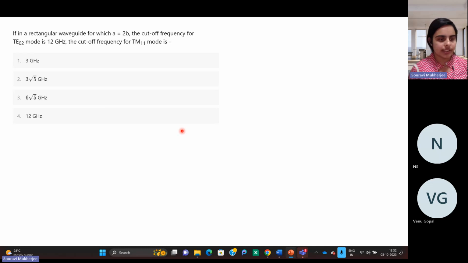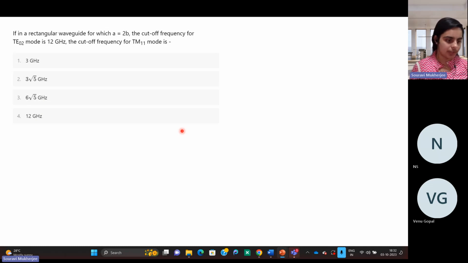In your assignments or in this kind of question, it can come up whether a particular frequency will be propagated or not. So the basic point is to try to find the cutoff frequencies. Anything below the cutoff frequency will not get propagated. The one that is above the cutoff frequency will get propagated.